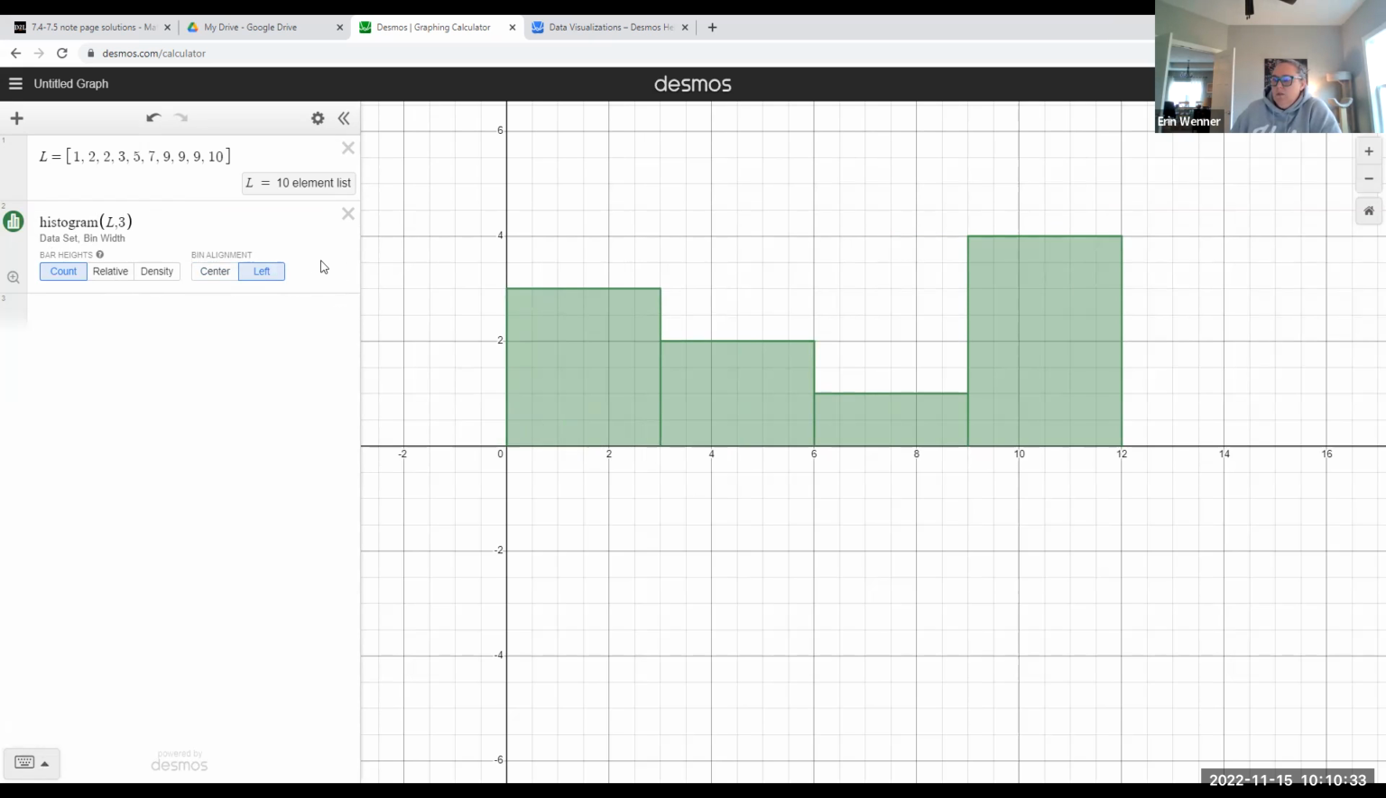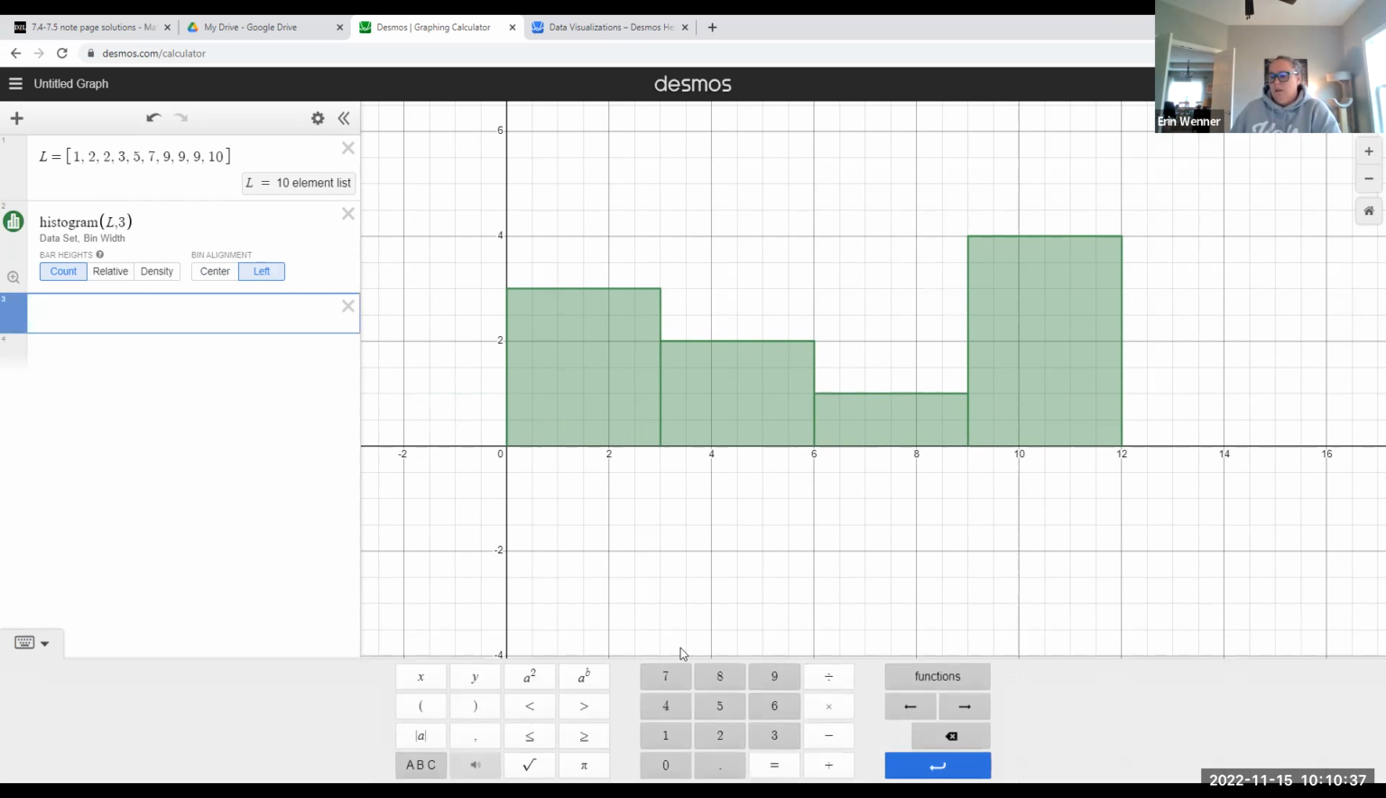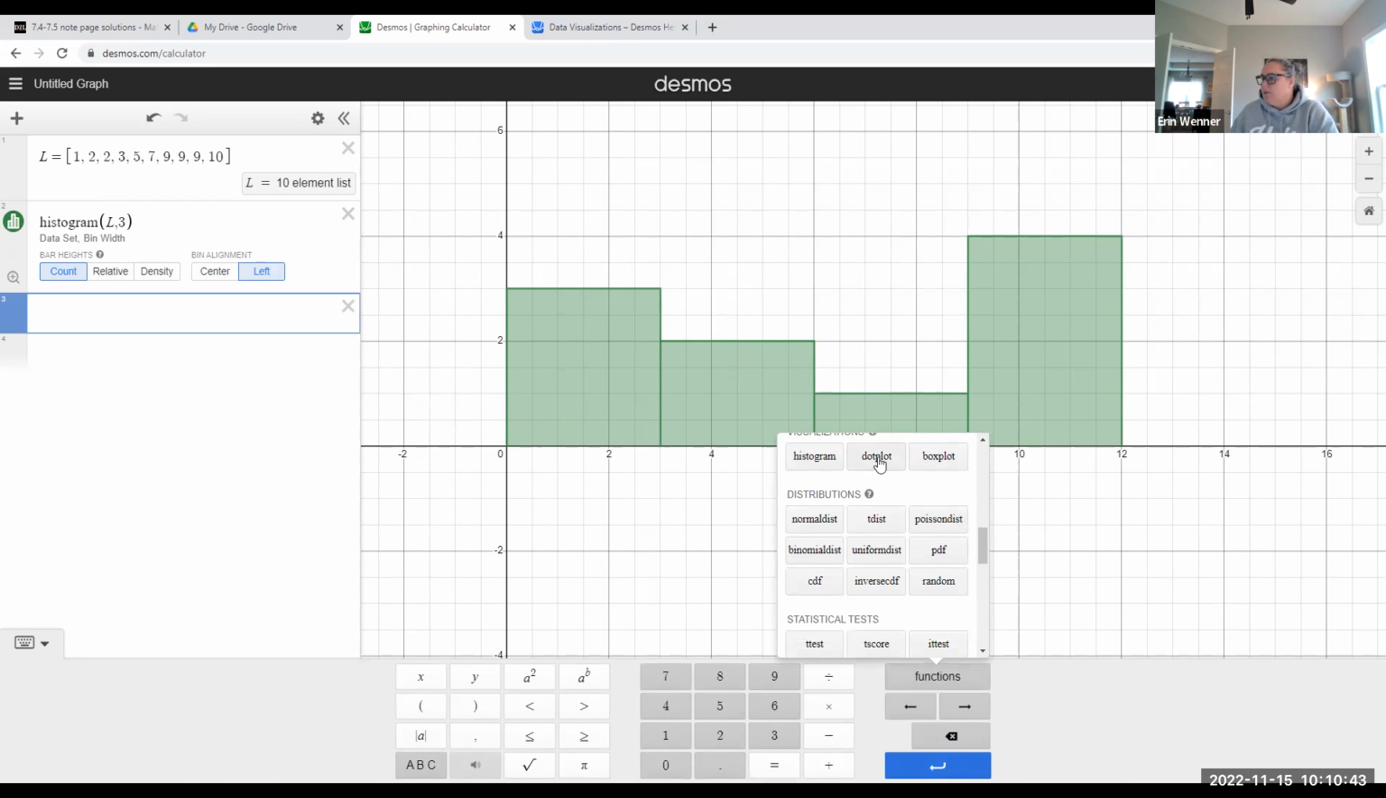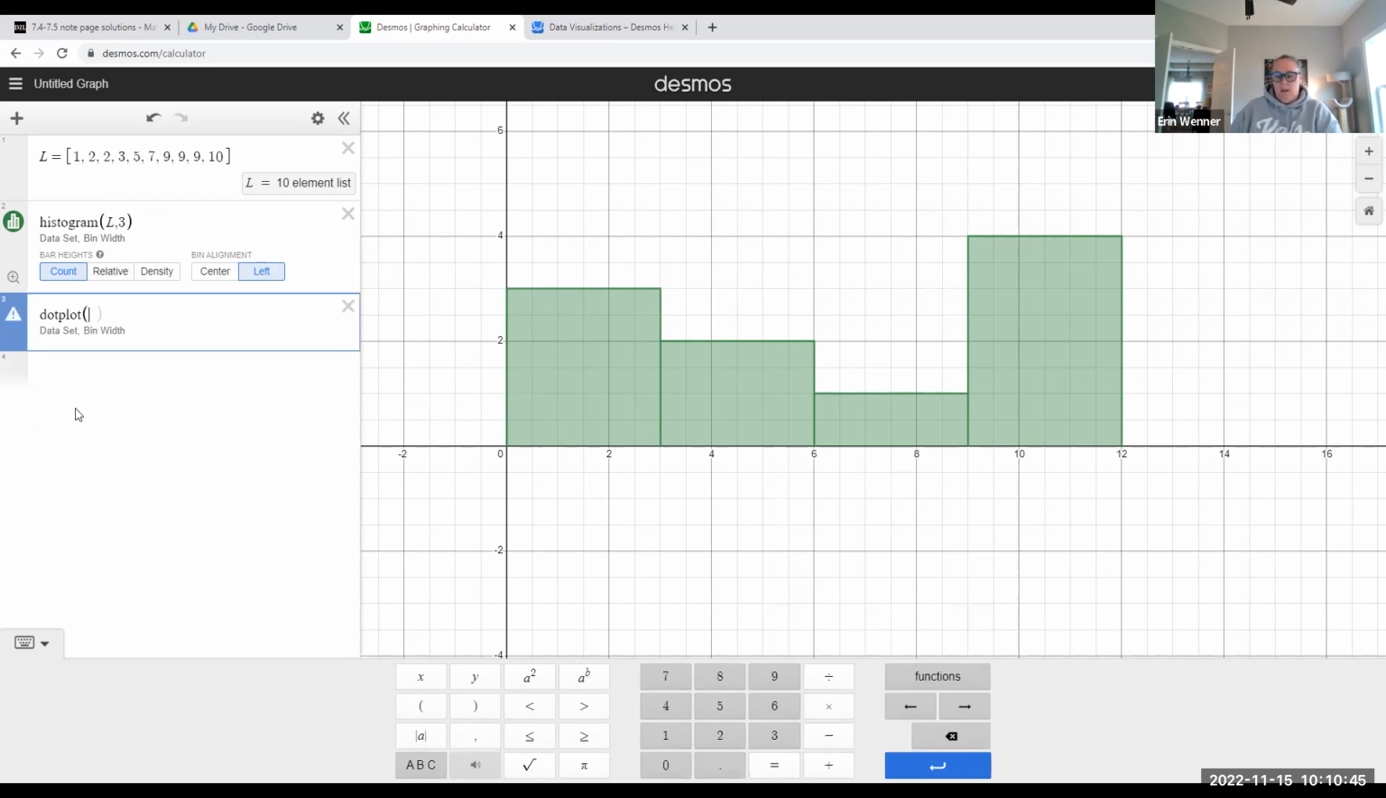You can also do, instead of a histogram, a dot plot. So if we do functions, going down, we can do a dot plot. And again, for the dot plot, we would do set L with bin width 3. And you can see how these dots are showing how frequent these numbers occur, right?